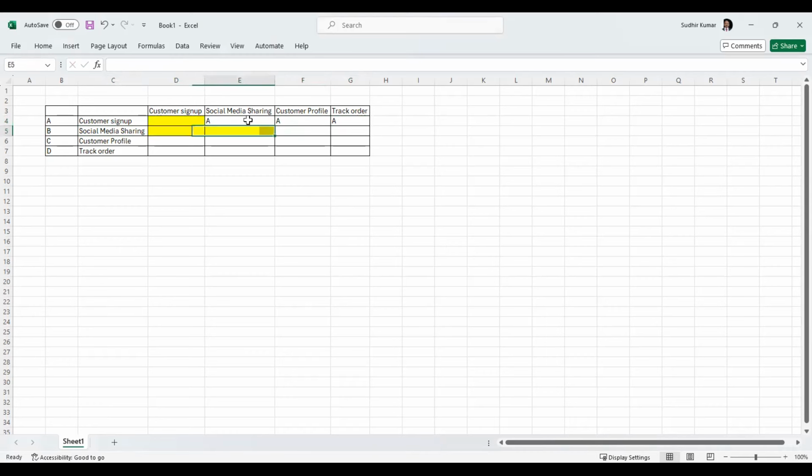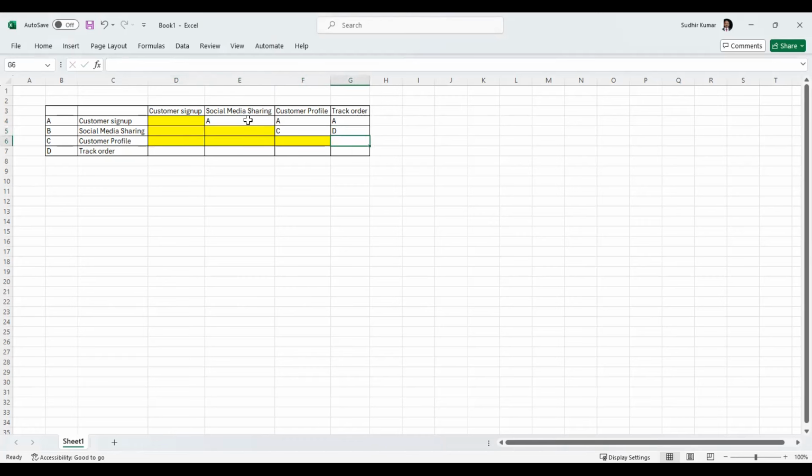Now, social media sharing and customer profile, which is more important? Customer profile. Okay. Without profile, you should not be sharing, right? So it should be B or C? C. Yes, it should be C. Now, customer profile, then social media sharing and track orders. Obviously, track orders. Track orders is more important. So put D.